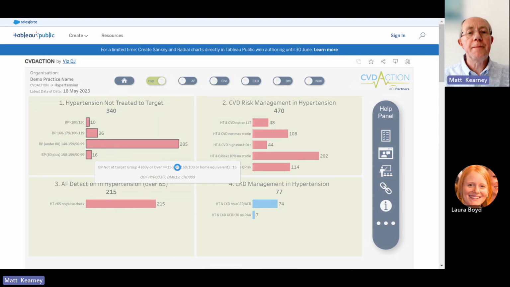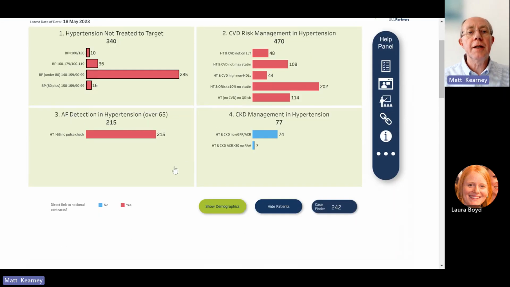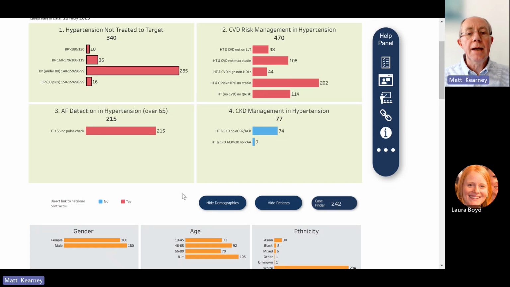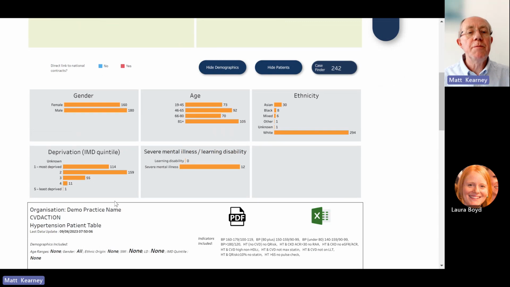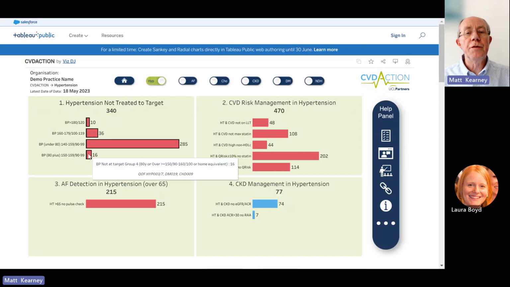hopefully that'll stop working now. So this is a demo, and clearly it'll be faster on local servers. But if I click on demographics, you'll see we have a breakdown by gender, age, ethnicity, deprivation quintiles, and severe mental illness or learning disability. And we can see that there are 12 patients with severe mental illness whose blood pressure is poorly controlled. So we can focus on health inequalities by identifying that list of patients easily and bringing them in for review.